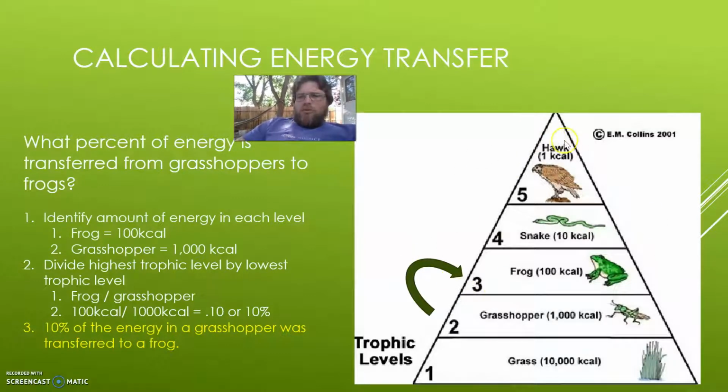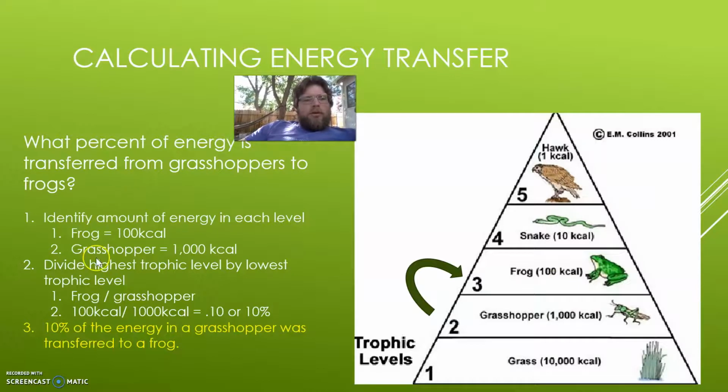Here's one pyramid, and this one's showing energy. It's an energy pyramid, and it's in kcal, which is a common unit of energy, calories. My question is, what percent of energy is transferred from grasshoppers to frogs? First, let's identify the amount of energy in each level. I have grasshoppers, trophic level 2, and frogs, trophic level 3. Grasshoppers have 1,000 calories. Frogs have 100.